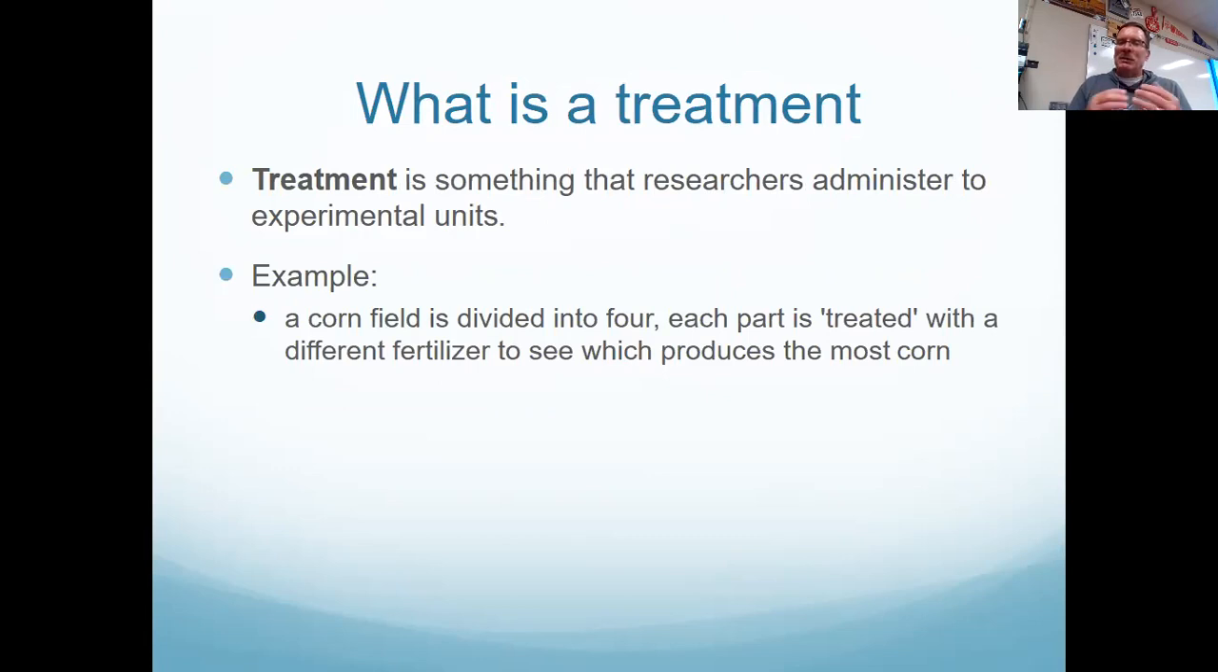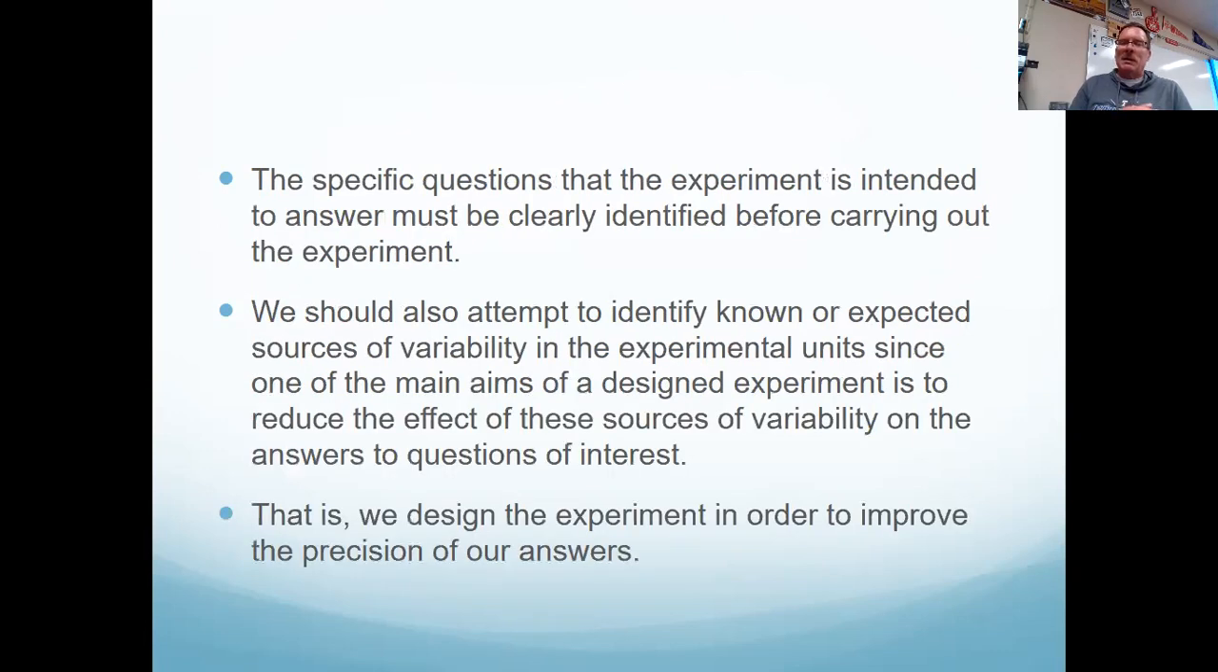What is a treatment? A treatment is something that researchers do to experimental units. For example, you can take a cornfield, divide it into 4. Each part is treated with a different fertilizer to see which produces the most corn. Okay. The specific questions that the experiment is intended to answer must be clearly identified before carrying out the experiment.